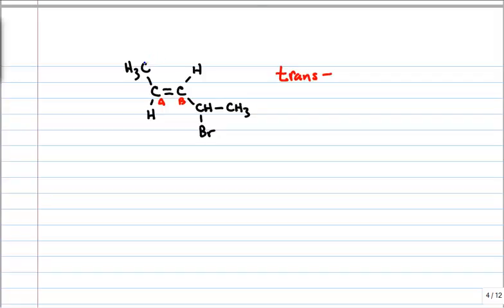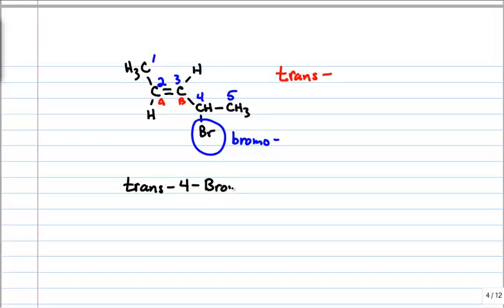I'm going to start here. 2, 3, 4, 5. This is our old friend bromo, the substituent bromo. So when we start writing the name, cis or trans always goes in front. So we have trans. Now let's just name this as always, 4-bromo. And we've got, where's the double bond? 2. How many carbons in the longest continuous chain? 5. So pent.